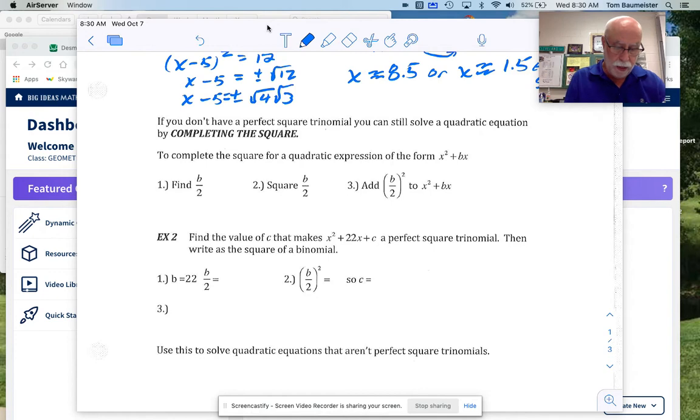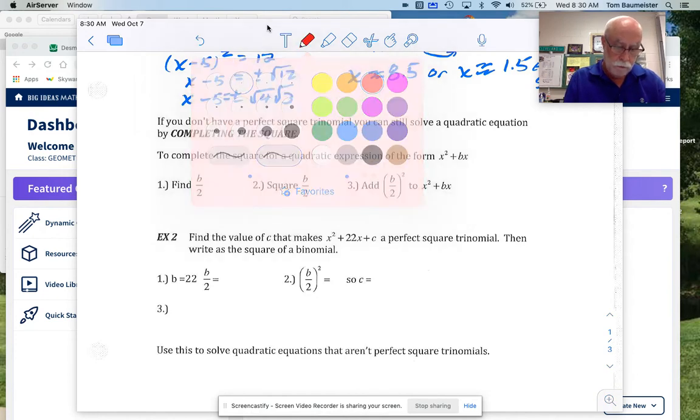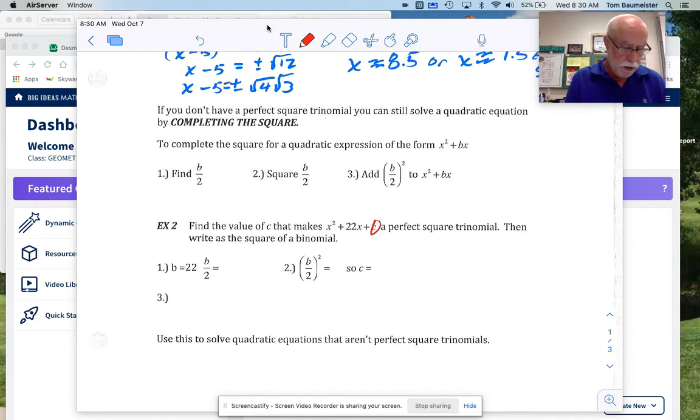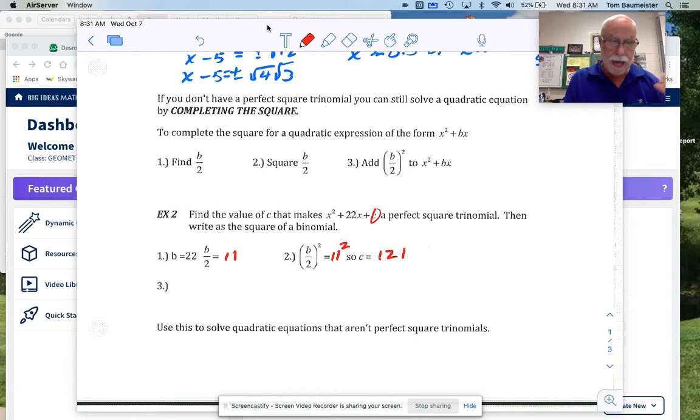So find the value of c here that makes x squared plus 22x plus c a perfect square trinomial. Then write the square as a binomial. All right? So I started the first one here. So we have b is equal to 22. Well, b divided by 2, that'll be 22 divided by 2. That'll equal 11. All right? So if that's the case, then we're going to have 11 squared here. So we'll see that c is equal to 121.